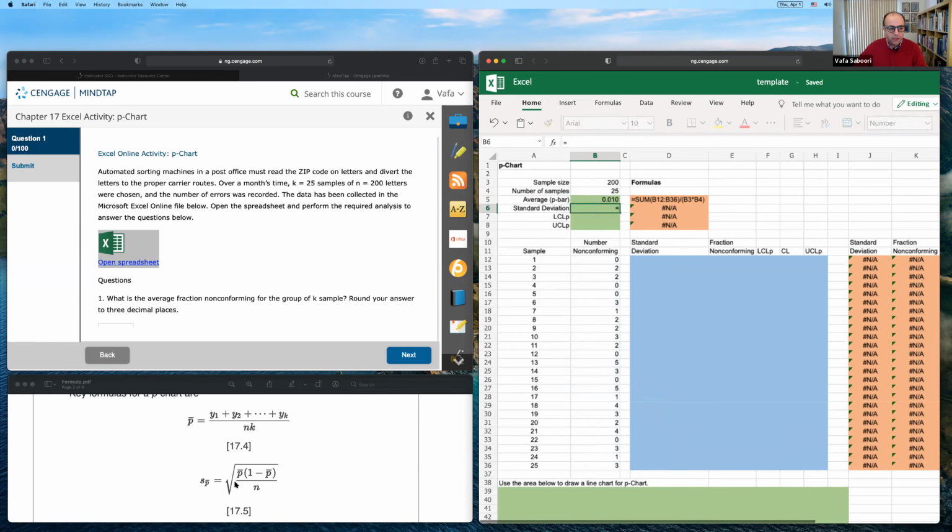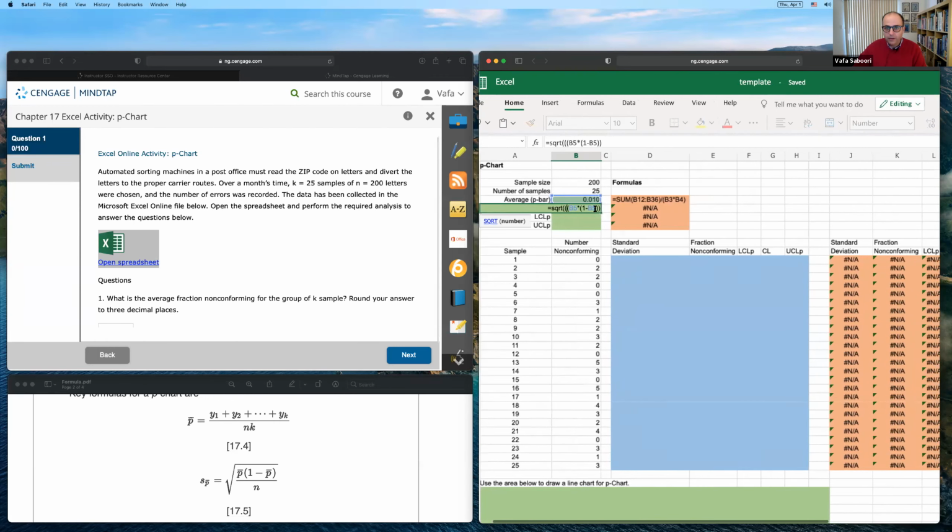Standard deviation is given by this formula. So I go ahead and build it here. Square root as sqrt. And here I have p-bar times 1 minus p-bar in the numerator, and that is all divided by 200, your sample size, and close parens. So that's my standard deviation.